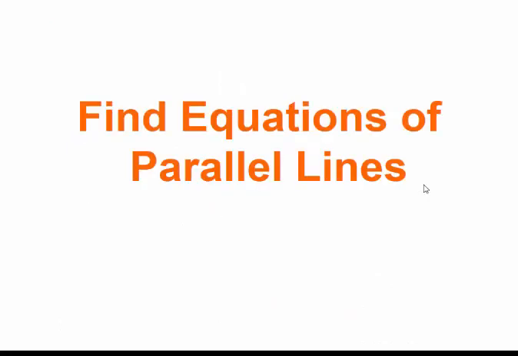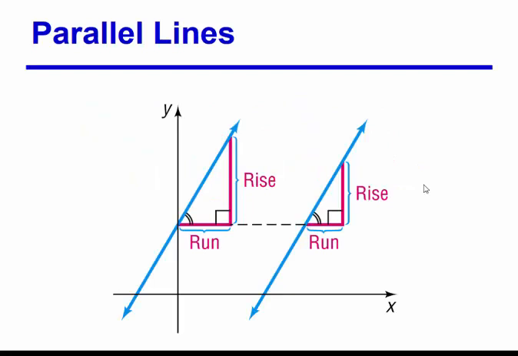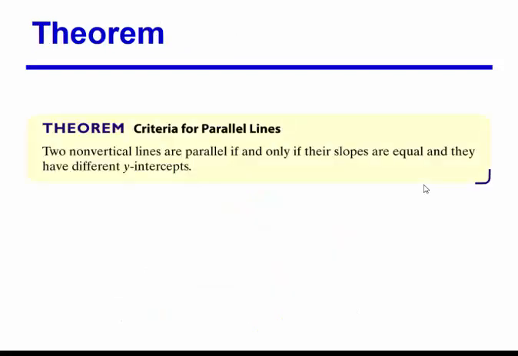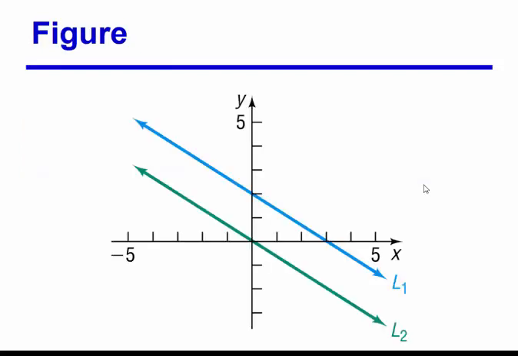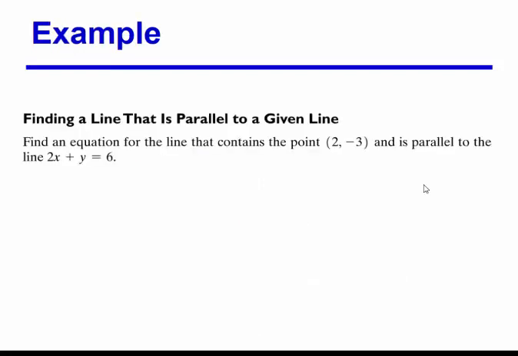Next thing is find equations of parallel lines. And so parallel lines, they have the same slope, as you can see here by this image. So criteria for parallel lines: two non-vertical lines are parallel if and only if their slopes are equal and they have different y-intercepts. So here's L1 and L2. You can see that they have exactly the same slope, but they have different y-intercepts. So finding a line that is parallel to a given line.